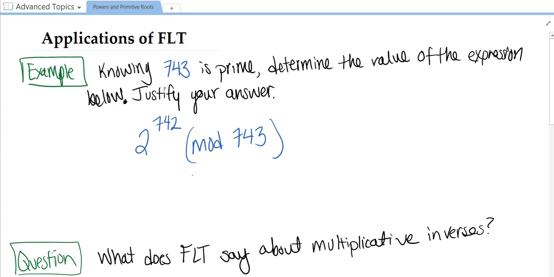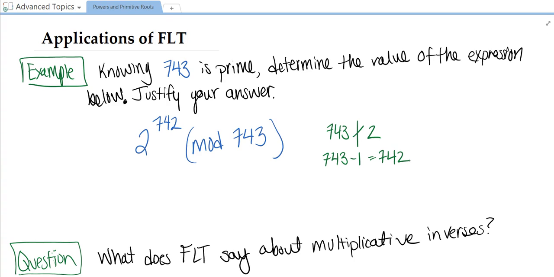Now, I'm going to do a verbal justification. You would normally have to do a written justification, because you're turning this in on your homework, so make sure to do that. In any case, since 743 is prime, and we know that 743 does not divide 2, I'm thinking Fermat's little theorem. We also notice that 743 minus 1 is 742, so this fits the assumptions of Fermat's little theorem.